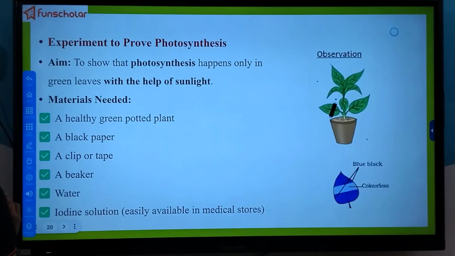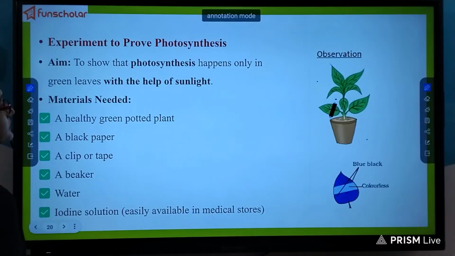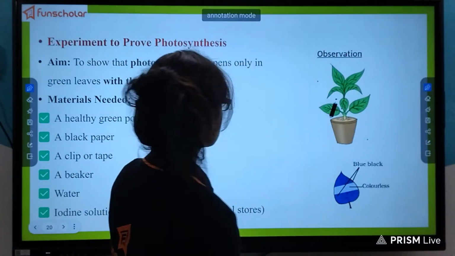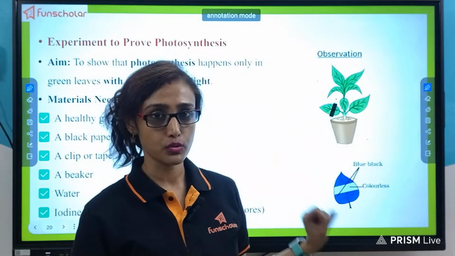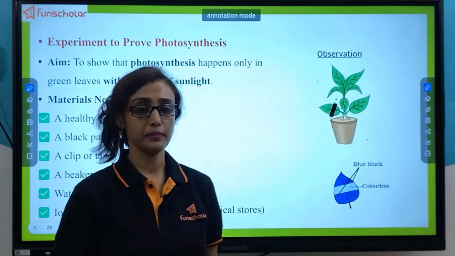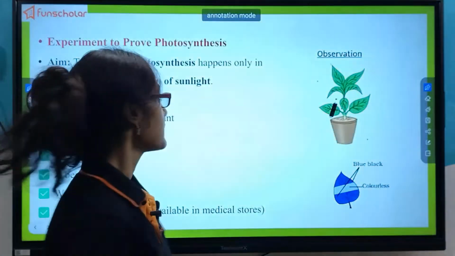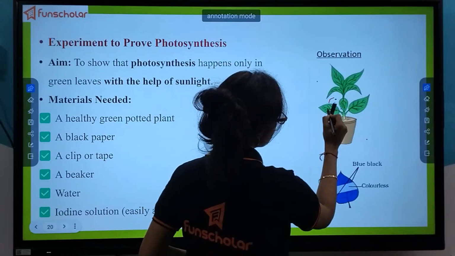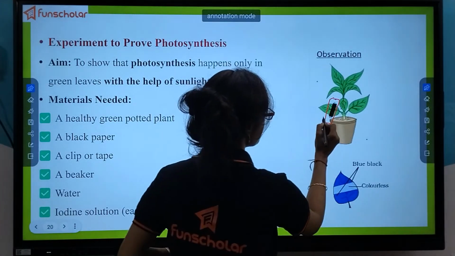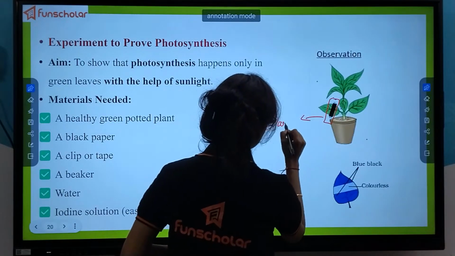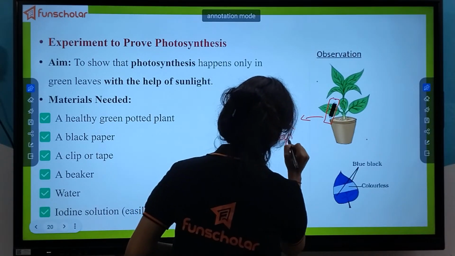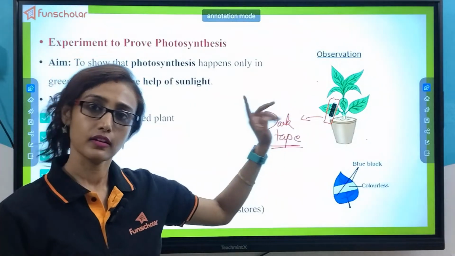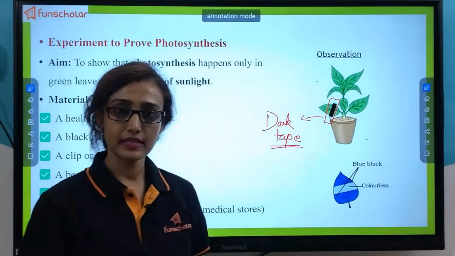Now there is an experiment to prove that photosynthesis occurs in green plants. I'll show you this over the slide, but it is a difficult process to do. So I will show you another experiment to prove photosynthesis. Okay? What happens? See, you take a plant. This part you can see is dark. Tape is being attached to it. Tape. Okay? You keep this plant for 7 days in the sunlight. Okay? Now, what happens after 7 days?